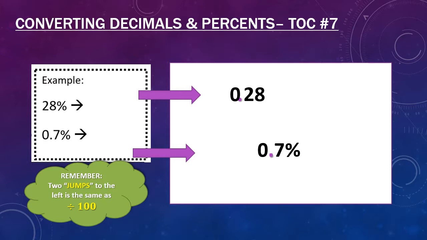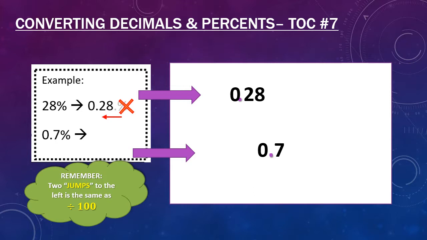Second example is 0.7%. And this is the one everybody misses, and it's always on a test, it's always on your SOL, and everybody gets it wrong. The reason why? They get rid of the percent sign, but guess what they forget? They forget to move their decimal. And they give us a 0.7 as the answer.